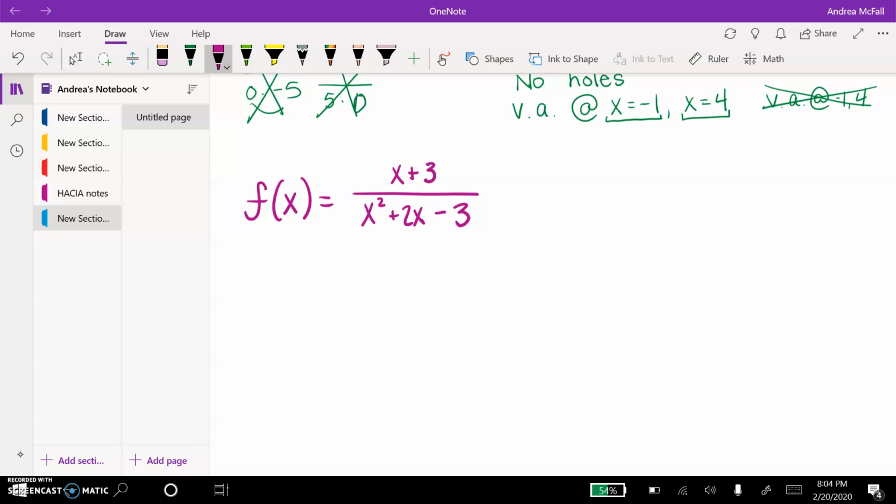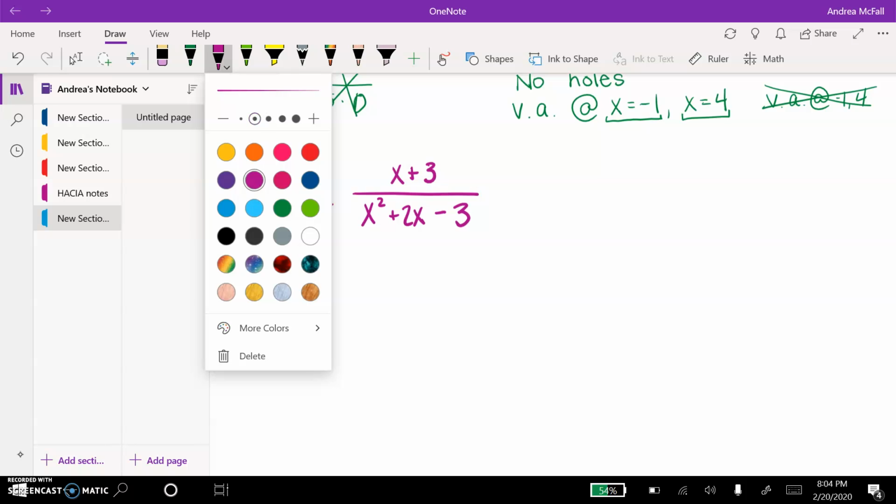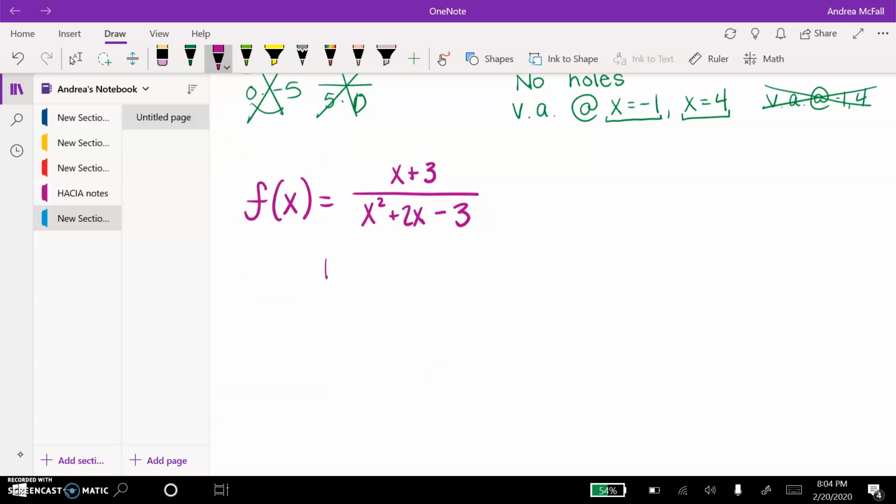Okay, so let's say I have this. What I'm going to do is start by setting my denominator equal to 0. This one's a little trickier. It's not factored for us, and so we have to factor it.